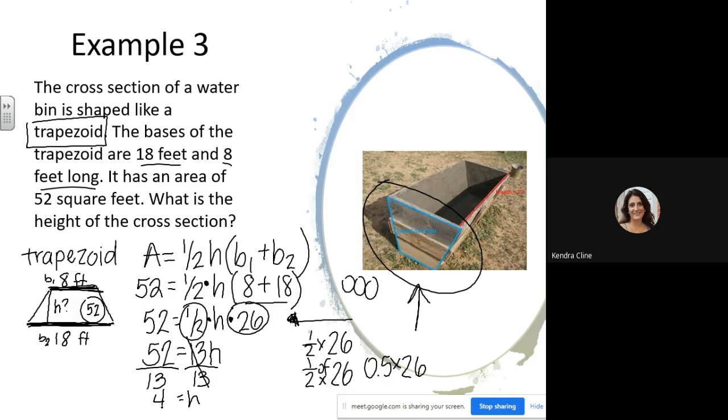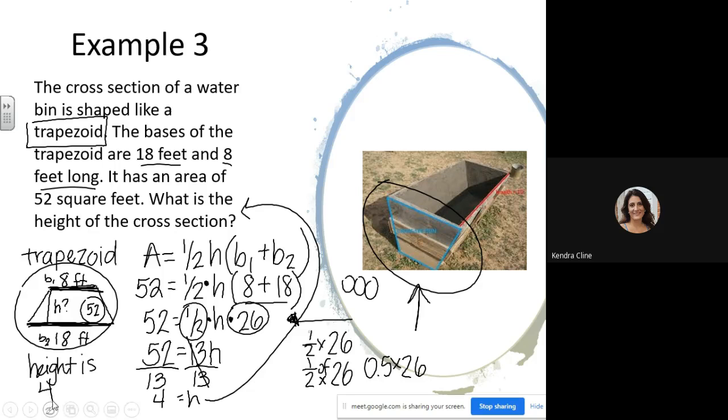So what I need to do is plug my answer, since this is a word problem, back into the context of the problem. It says, what is the height of the cross section? So basically this right here, what's the height? We just did those calculations. And so we can write that the height is 4 feet. And there's my answer.